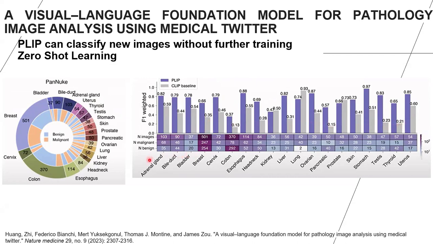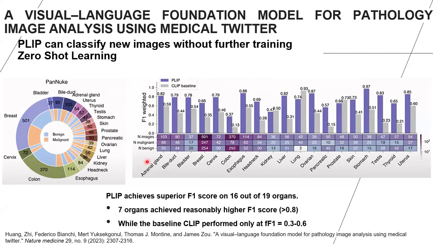And the major reason is that CLIP is trained on natural language and natural images, while PLIP is trained on pathological images, which is task specific. So PLIP achieves superior F1 score on 16 out of 19 organs. So we see that its performance is quite good. Seven organs achieve reasonably higher F1 score, greater than 80%, while baseline CLIP performs with F1 score between 30 to 60%.